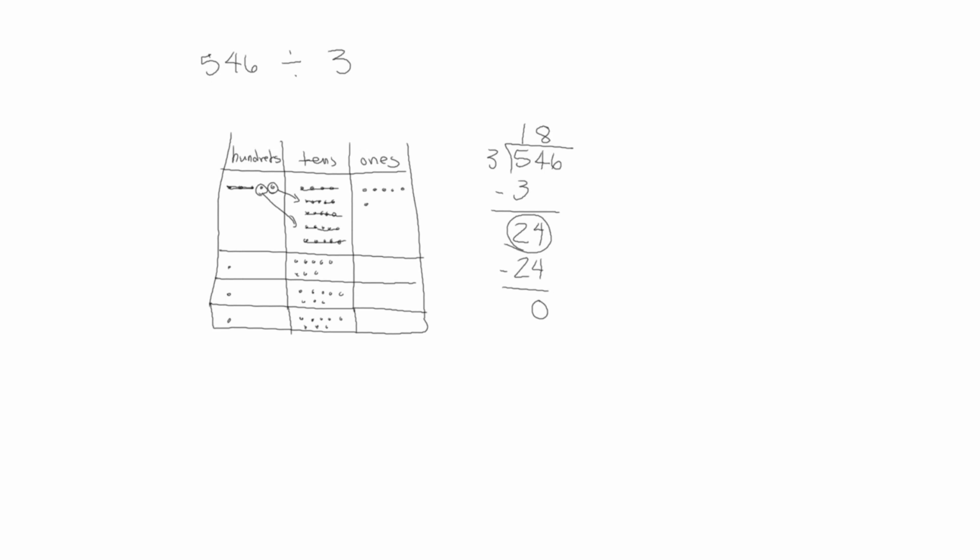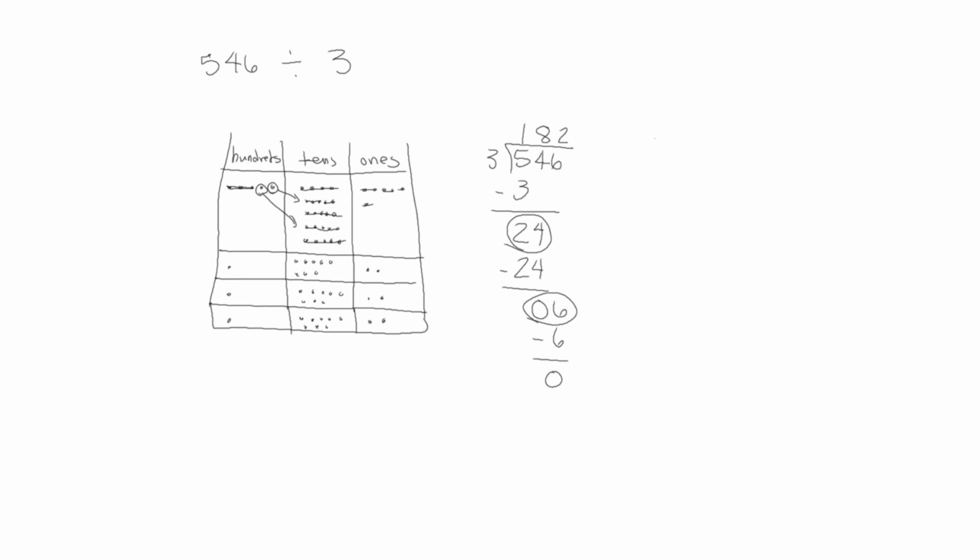I'm going to add that to the 6 ones that are left, and I have 6 ones also in my place value chart. If I have 6 ones, I can put 2 in each group. 2 times 3 is 6, so I'm using all my ones. I also record that here, 2 ones in each group. 2 times 3 is 6, and I have no remainder.